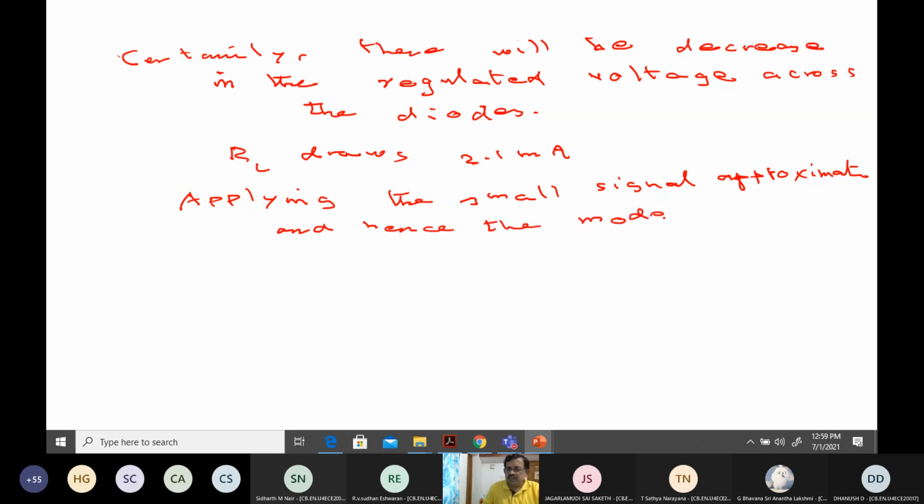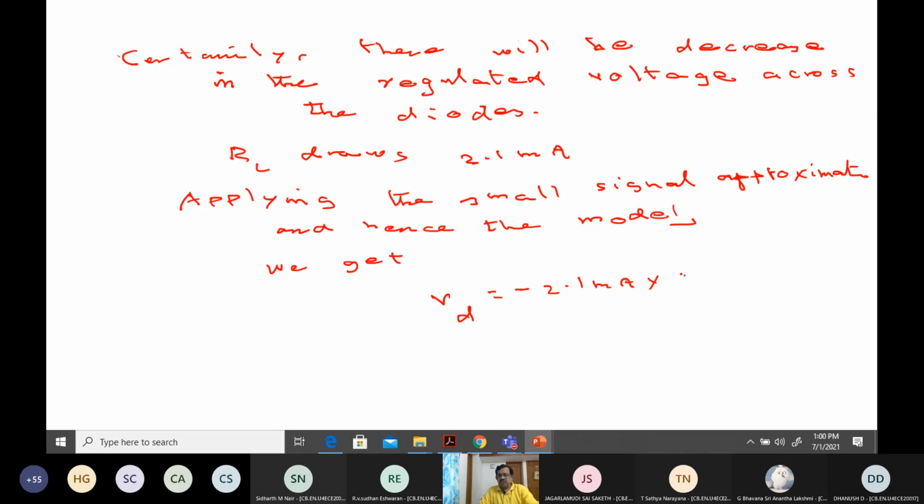We are just trying to check whether it is correct. Small signal and hence the model, we get the voltage drop. This decrease is actually small Vd. Vd will be equivalent to, because it is decreasing, I use a negative sign, 2.1 milliampere into the resistor. That much would have decreased.